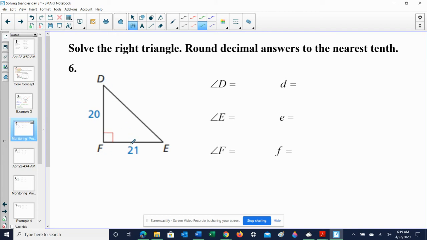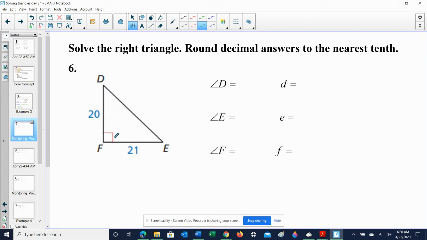Opposite angle D would be side D. Opposite angle E would be side E. And opposite angle F would be side F. Actually, our hypotenuse. So the first thing we're going to do is, in this little table, fill in what we know.